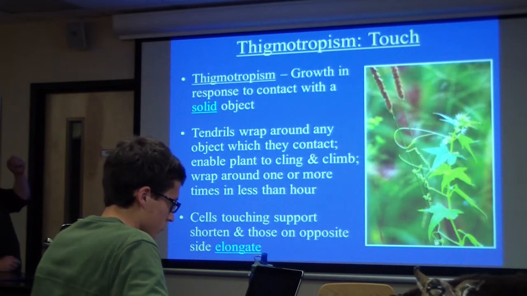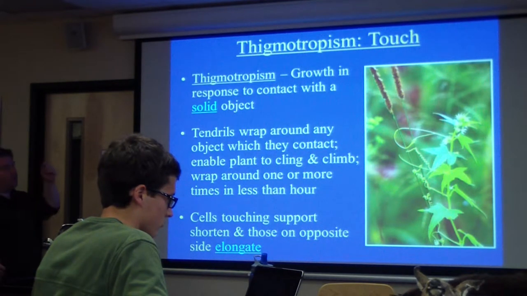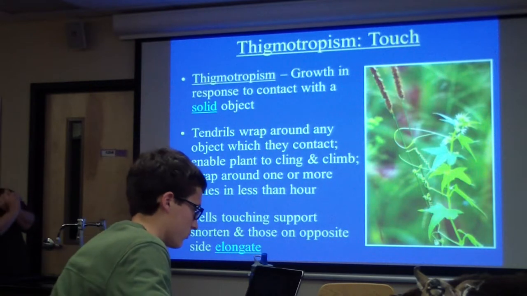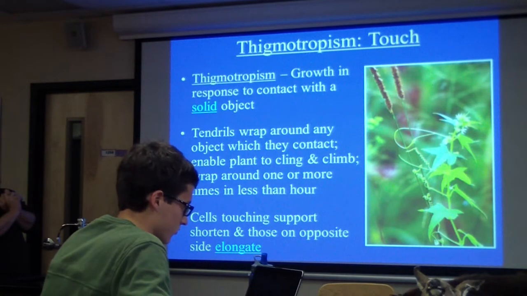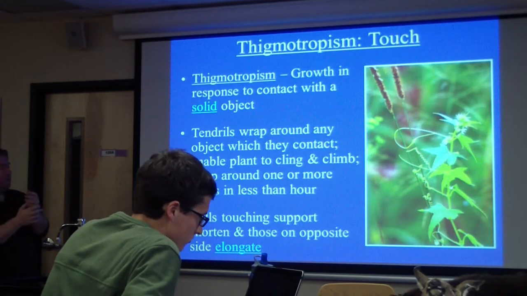Thigmotropism is growth in response to touch, or in response to contact with a solid object. This has to do with a lot of clinging vines, tendrils perhaps. So tendrils, we already know, wrap around any object with which they come into contact. This enables that plant to climb and cling.